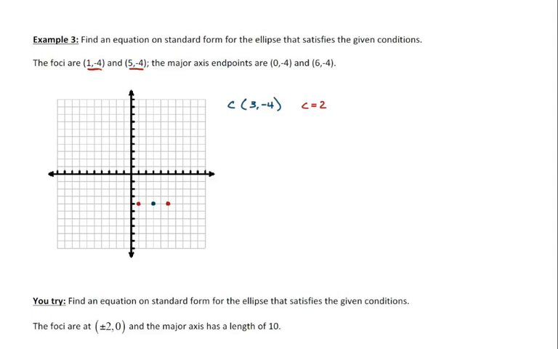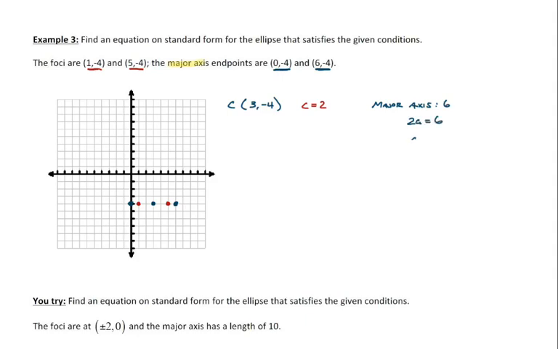So I found my center from the middle of my 2 foci. I can also say then what my C value is because it's the distance from the focus to the center on either side. And then we're also told that the major axis endpoints are (0, -4) and (6, -4). If I plot those, what that should tell me is the length of my major axis. So the length of my major axis would be from the endpoint to the endpoint, which in this case would be a length of 6.